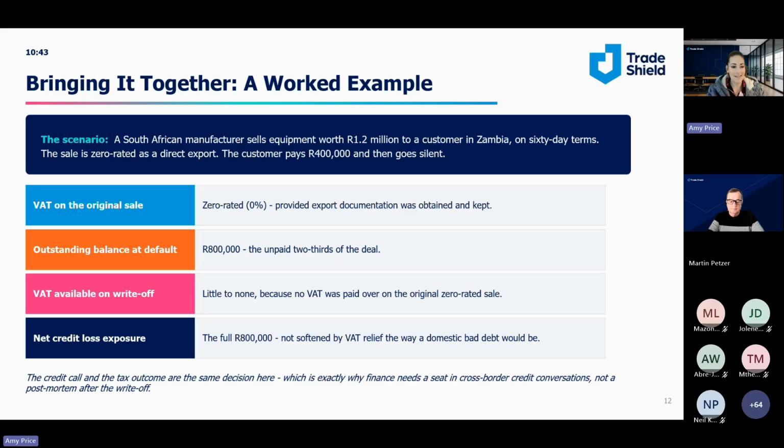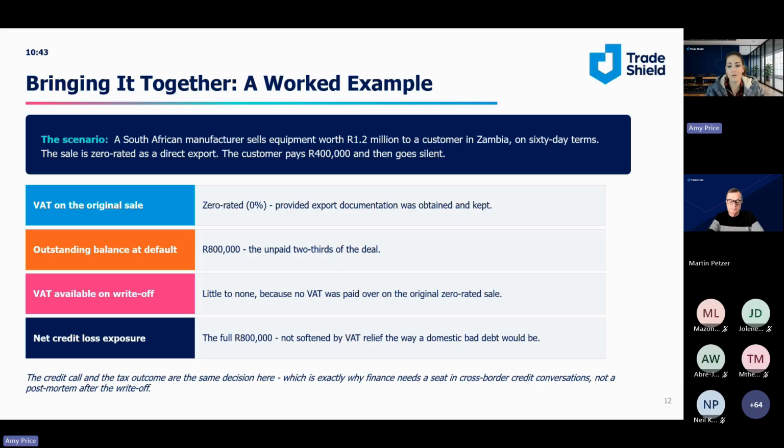Okay, so bringing it together and putting it into a bit of a working example for you, because I know we do only have a few minutes left. So picture this: a South African manufacturer sells equipment worth 1.2 million Rand to a customer based in Zambia on 60-day terms. It is a direct export. The manufacturer arranges and pays the shipping of those goods, and the sale is zero rated, providing the export documentation that we spoke about earlier was obtained and kept on file. The customer pays 400,000 Rand, and then they go quiet.